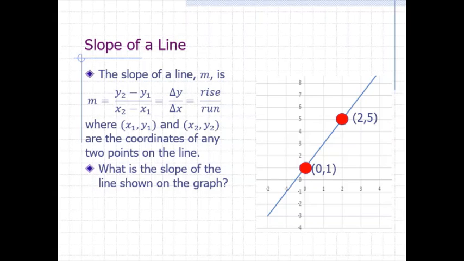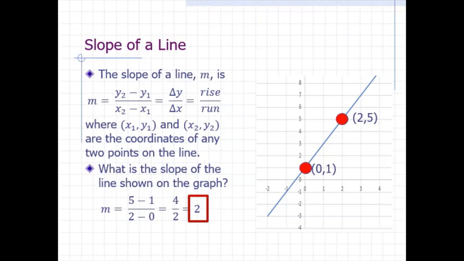For the other point, let's pick this one and call this point number 2. So x2 is 2 and y2 is 5. Plugging in the coordinates in our formula for slope, we get slope m is equal to y2 minus y1, which is 5 minus 1, or 4, divided by x2 minus x1, which is 2 minus 0, or 2. So the slope is 4 divided by 2, which is equal to 2.